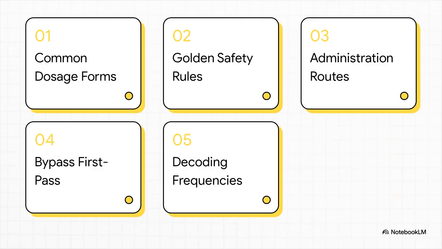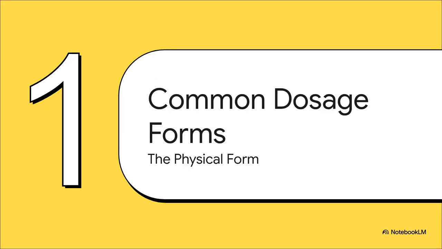Here's a quick roadmap for today's Explainer. We'll start with the what, looking at common dosage forms, then some golden safety rules. Next, the how, which covers routes of administration, followed by how we bypass first-pass metabolism, and finally, the when, where we'll decode prescription frequencies. All right, kicking things off with Section 1, the what.